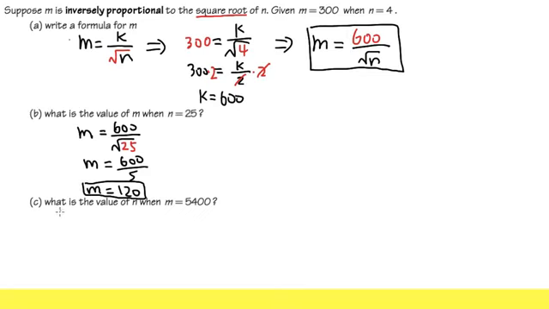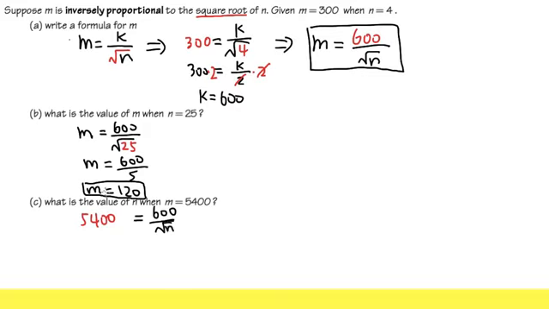Now, for the last part, it says, what's the value of n when m is equal to 5400? Again, same thing. We'll put down the 5400 right here for m. So let's set that up. 5400 is equal to 600 over square root of n, like this. Actually, let me give myself a little bit more space. I'll write it down like this. This is equal to 600 over square root of n.